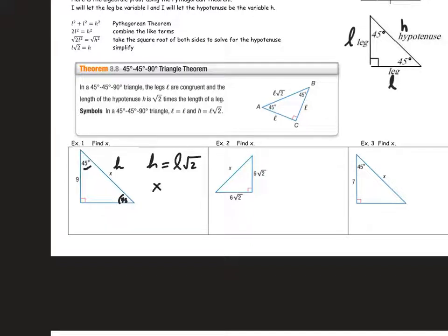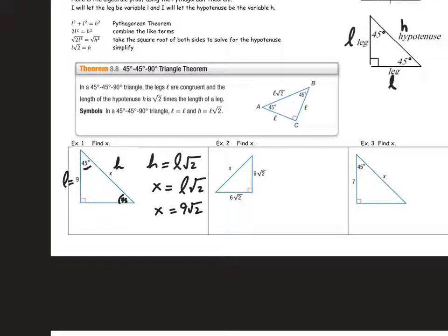I know I've got a lot of variables here, but just replace H with the variable x. So x is equal to the leg's length times the square root of 2. And in this problem, I see that the leg, L, equals 9. So that means the hypotenuse, x, is equal to 9 times the square root of 2. And all that is substitution.